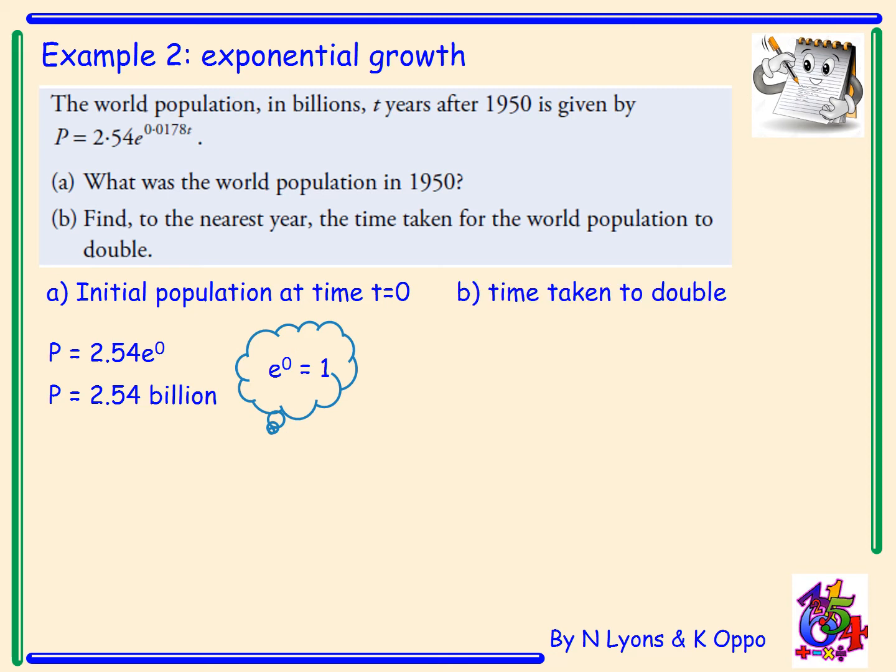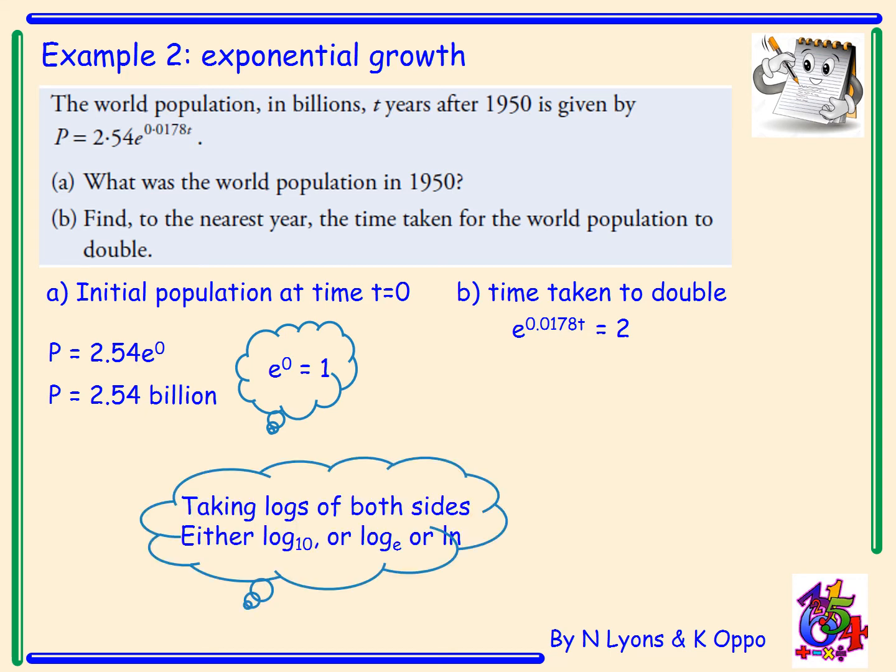Part B. It says find, to the nearest year, the time taken for the world population to double. So time taken to double means if I want 2.54 billion to double, then e to the power 0.0178t must equal 2. Now to solve that, again, it's an unknown exponent. I'm going to take logs of both sides, and you can decide whether you want log to the base 10 or the natural log. I'll go for the natural log.